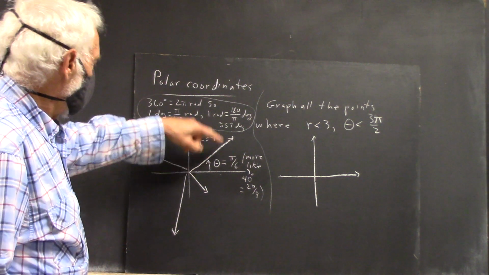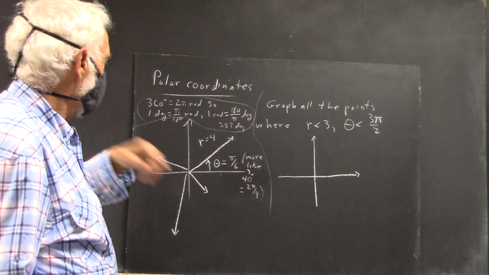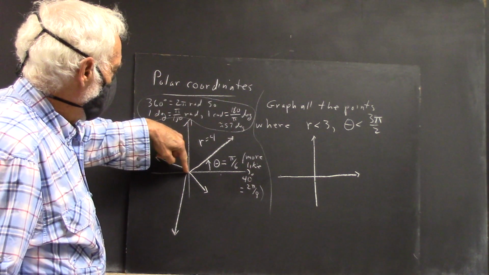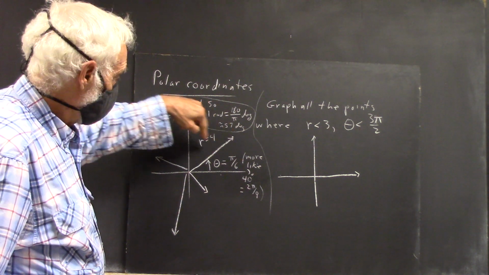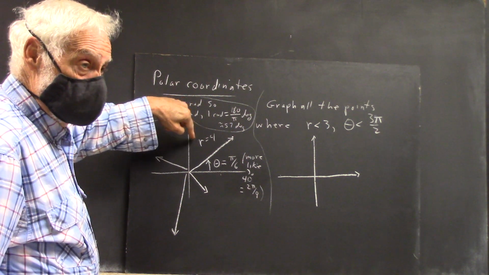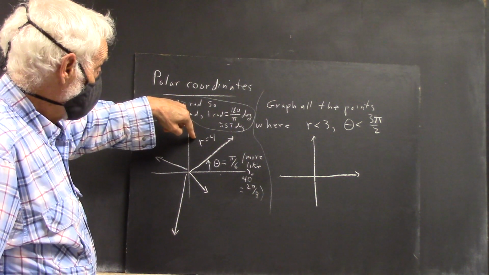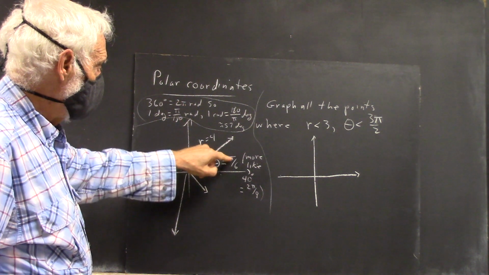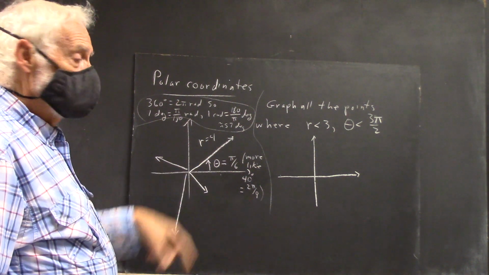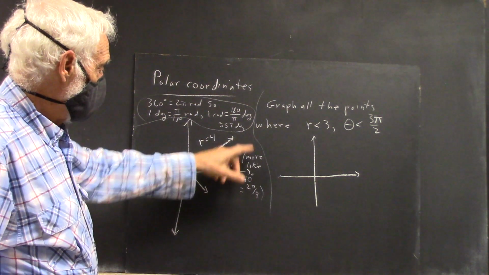So anyhow, we have this, the polar coordinate. At this point, if a vector from here to this point has a length of 4, that's your r coordinate. And if theta is pi over 6, now that's not a real good estimate for the angle. Like I said, it's more like 40 degrees.